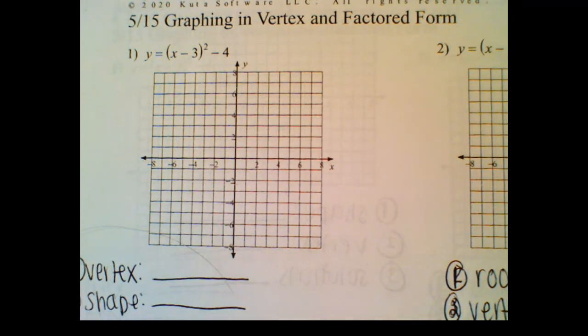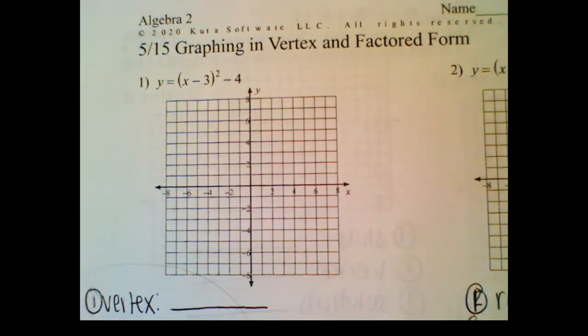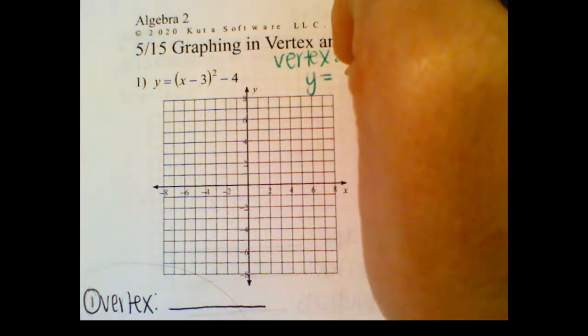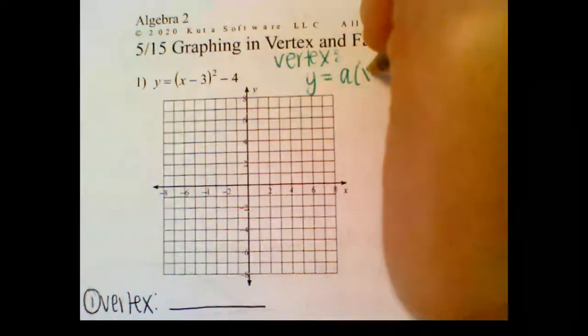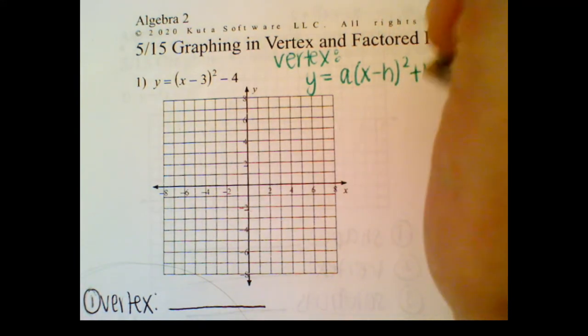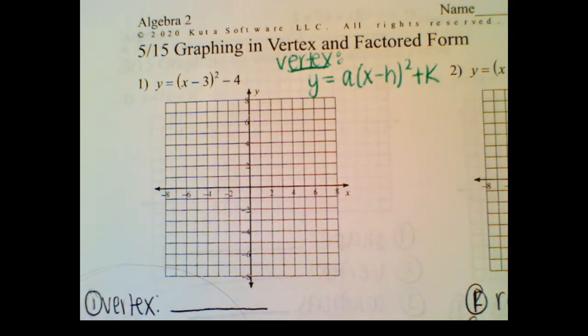Today we're going to be looking at graphing in both vertex and factored form. The first form we're going to be looking at is vertex form. So vertex form is y or f of x equals a(x minus h) squared plus k. And the reason why it's called vertex form is because it gets you the vertex.